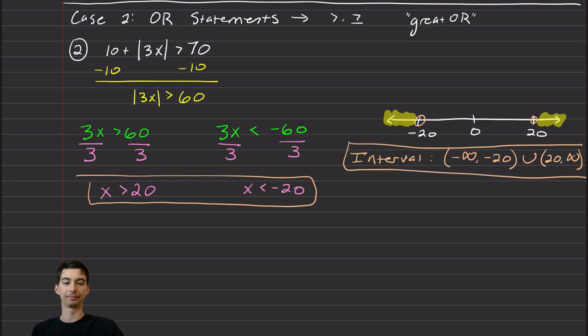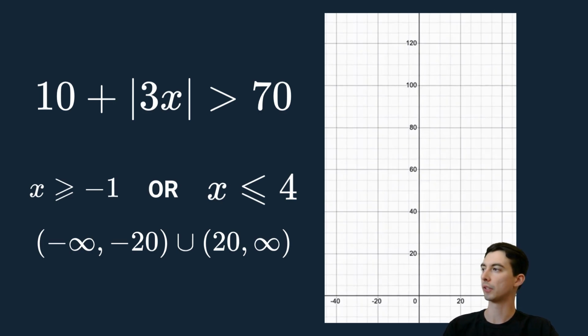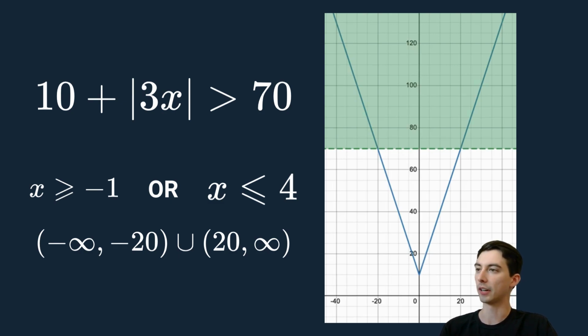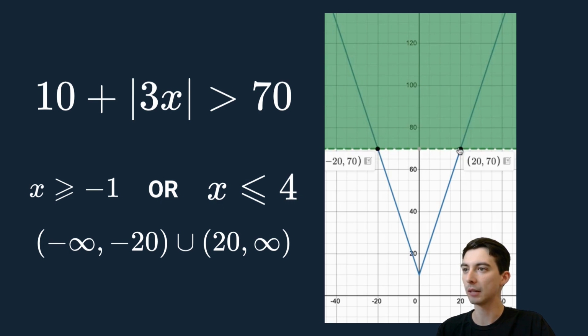Let's again just take a quick look at what this looks like on the graph. And so if I add in my absolute value piece, the V shape, I see that I get this V, and then if I add in the y is greater than 70, I get this green shaded area. One thing to note is that this time it's a dotted line. Last time it was a solid line. Anytime you have this dashed line like this, it means that whatever points these are going through, it's not actually in the solution. It just gets really close. But if I click on this, I see I once again get my two solutions where they intersect at negative 20 and 20, which is exactly what we found.